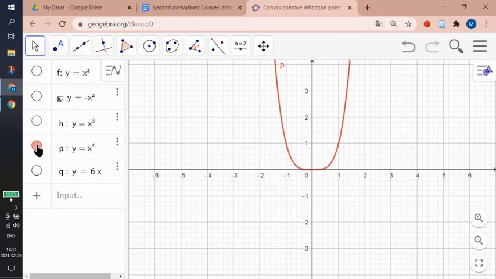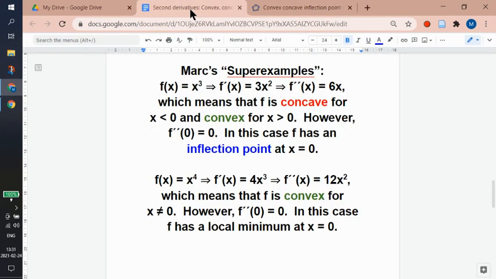I hope these examples are helpful in helping you to use these theorems about convex, concave, and inflection points, and how the second derivative relates to that.